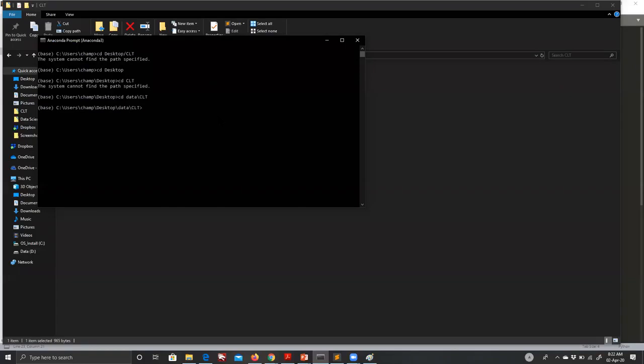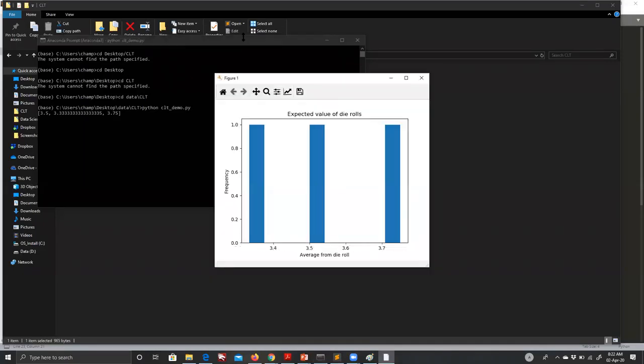Okay. So now I have to execute it. So let's use Python, and let's execute the code. CLT demo. And you can see there are, let's say, 3 outputs. Basically it is just trying to take the average, and it looks like a single roll, and you can see that in all cases there are different averages, and this looks like a uniform distribution, and that's correct.